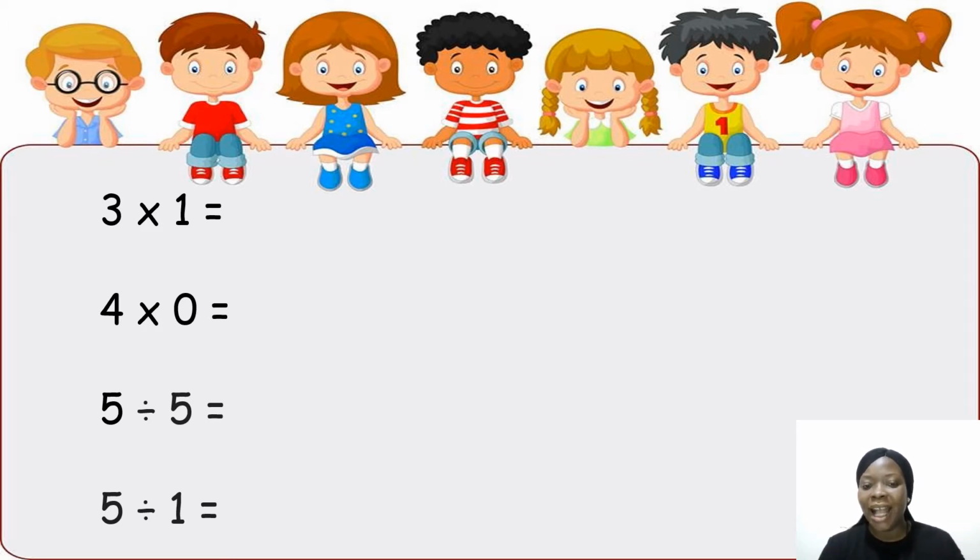Welcome back. I believe you've been able to answer the questions. Now let's see how much you were able to get correctly. So 3 multiply 1 is 3. 4 multiply 0 is 0. 5 divided by 5 is 1. And 5 divided by 1 is 5. I bet you got it all correctly. Give yourself a thumbs up if you did. Well done, everyone. Okay, let's proceed.